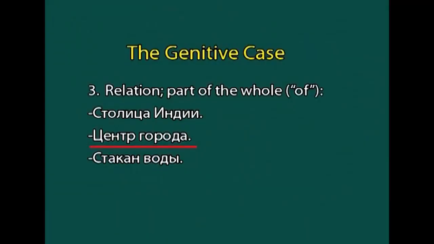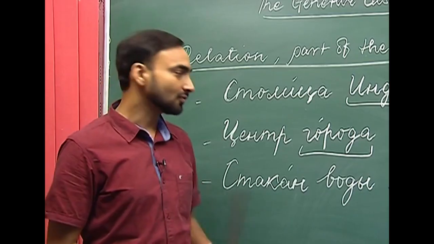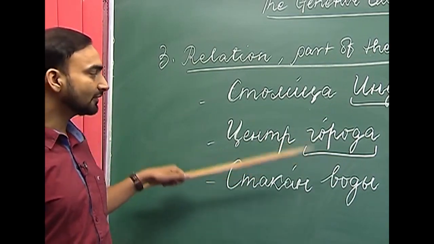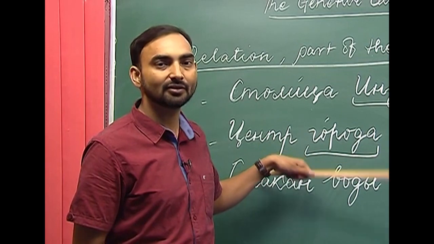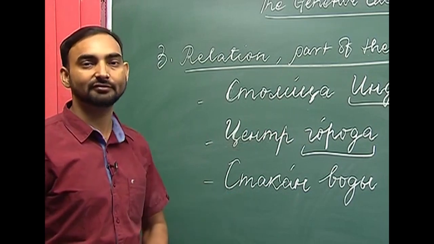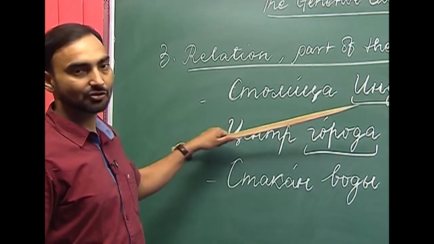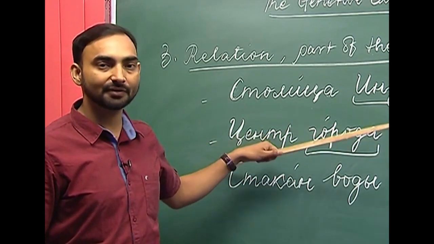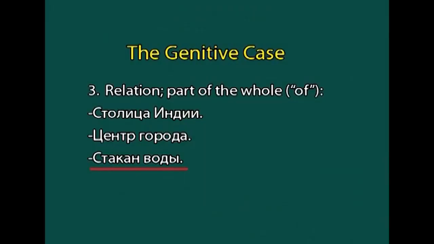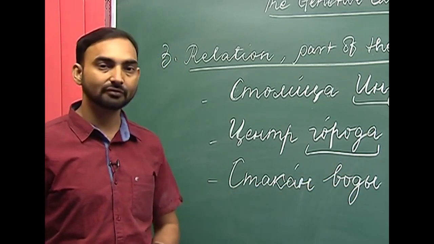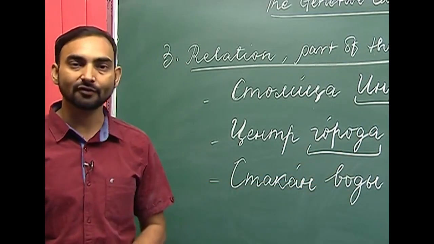"Centr goroda", Gorod, you already know this word, this is city, and centr is center, center of the city or city center or commercial center. So, this is also the part of the city. Here we are showing the part of the whole. "Stakan vody", stakan is glass and voda you know is water. Stakan vody, a glass of water.